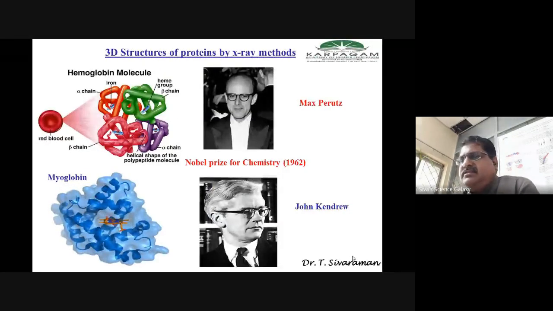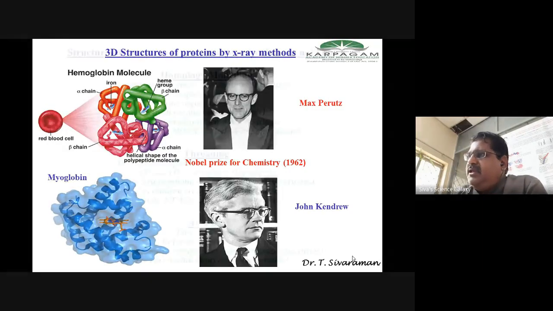So the other technique, this slide, I hope everyone can see. In this slide, I'm showing the X-ray structures, the three-dimensional structures of myoglobin and hemoglobin. The myoglobin structure was determined by John Kendrew and his team, and the hemoglobin structure was determined by Max Perutz and his team. Max Perutz and John Kendrew received the Nobel Prize for their contributions in chemistry in the year 1962. So what I'd like to say is these are the only two techniques to date to determine the structures of macromolecules at atomic level resolutions, at high resolutions.